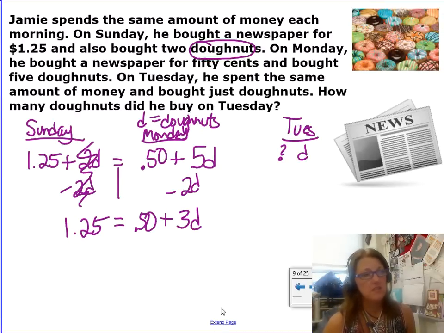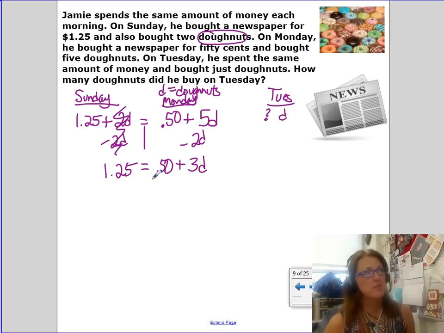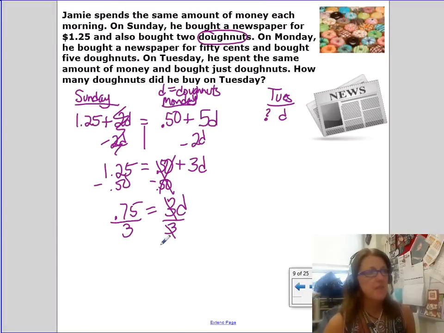Now, isolate the D variable so you can figure this out. So subtract the 50 cents, subtract the 50 cents. That goes away. You're left with 75 cents on this side equals 3D. And when you divide, if you're thinking about money, you're going to find out that 1 donut costs 25 cents.